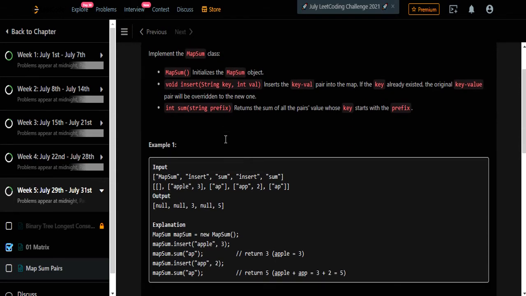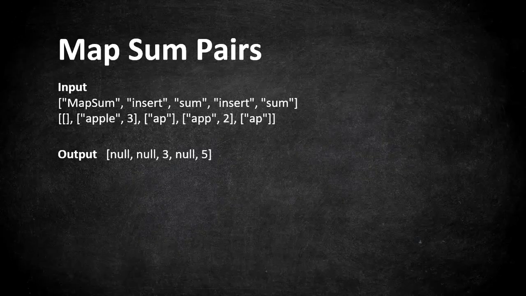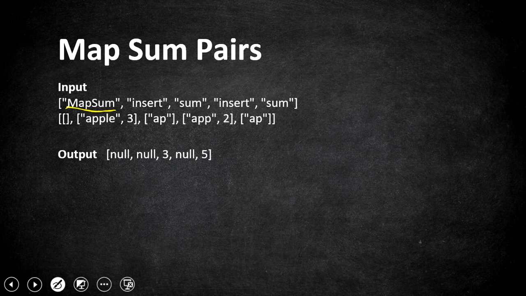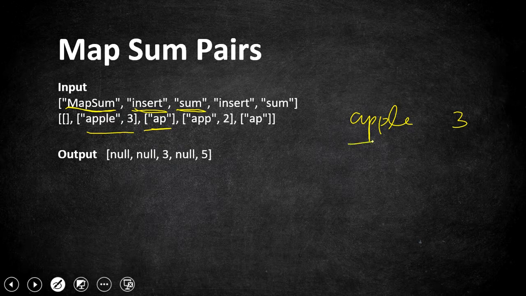So let's understand this with an example. Here is the given example in our problem statement, where the first call is to create the data structure and the second call is insert. The key-value pair they have sent is apple with the value 3. Now the second query is to sum the prefix with AP. Here we have only one entry in our map whose prefix is AP, so the sum is going to be 3. That is going to be our output.